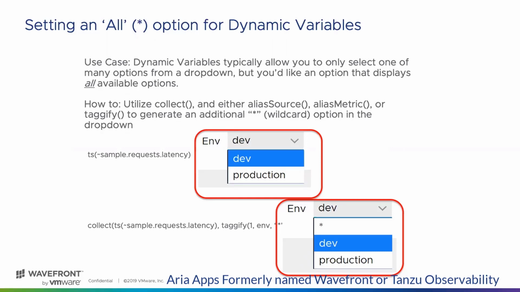It works well, but this is a place where you could come and remember the way the query worked. And what it results in is that the user then, instead of just having dev and production, they'll also get a star option that they can pick from at the top.